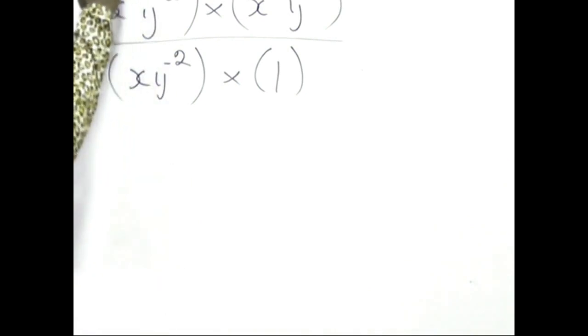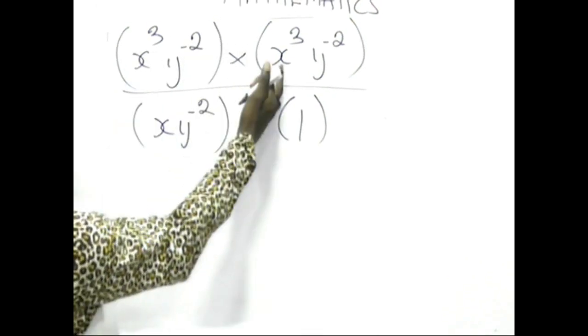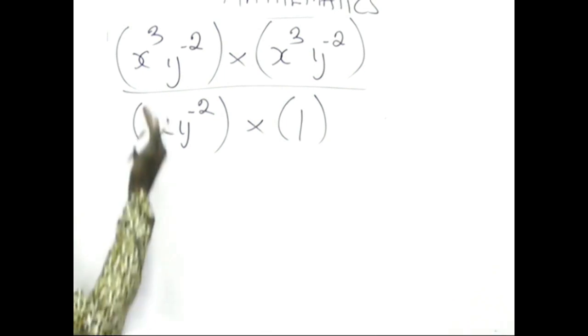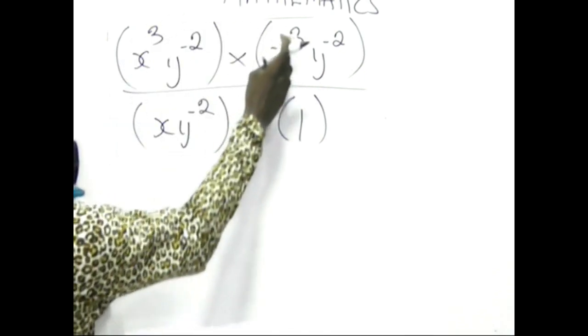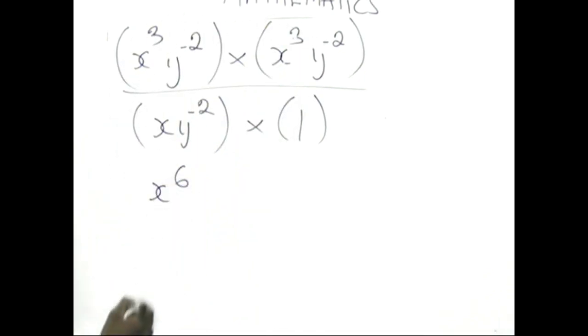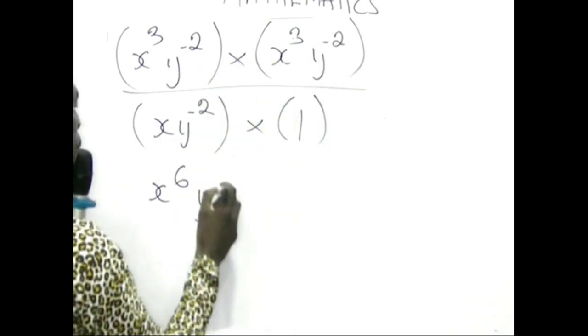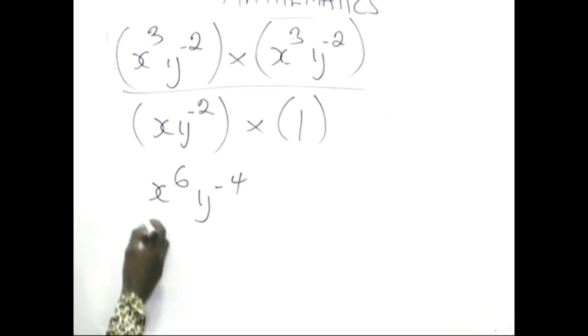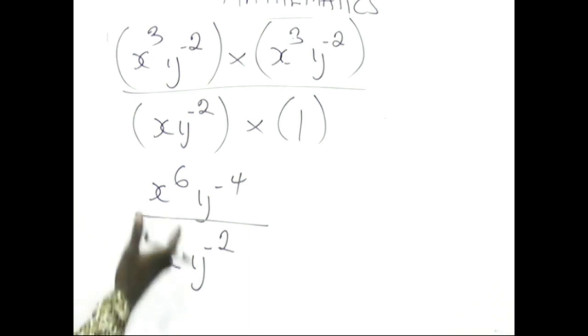Then from there, we can also multiply. When you're multiplying, you multiply this by this, applying the law of indices. Whenever you're multiplying numbers of the same base, we simply add the powers. So this is going to give me x^6, and for y, if I add negative 2 to negative 2, I get negative 4, all divided by x, y^-2. So I have that. Finally, I am going to divide.